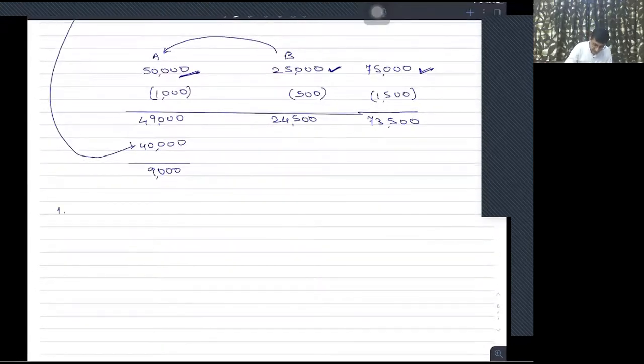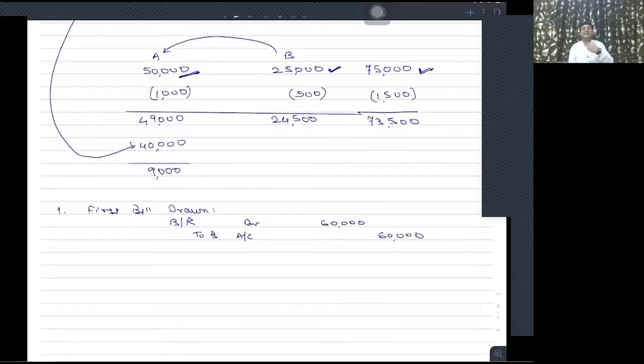Number one, first bill drawn. What will be the entry? I am writing it in the shortcut just for the sake of understanding. Bills receivable debit 60,000 to B account 60,000.